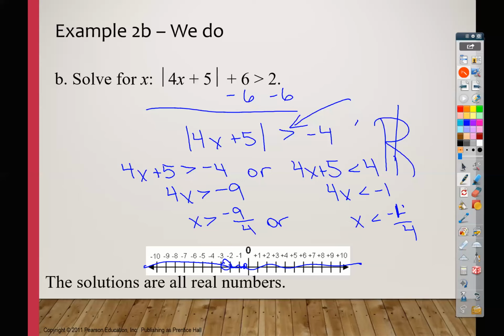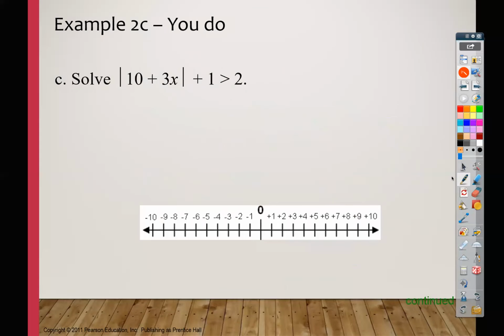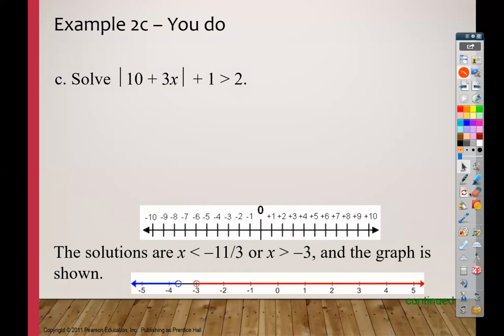You don't even have to do that though. If you get to this point and you have a negative number, if it's greater than a negative number, it's going to be all reals. If it's less than a negative number, it's going to be no solution. So that's kind of a shortcut to help you, just keep it in your mind. Okay, so go ahead. I want you to try this one. So go ahead and pause the video. And you should have gotten this as your answer. So let me know if you're having any trouble.